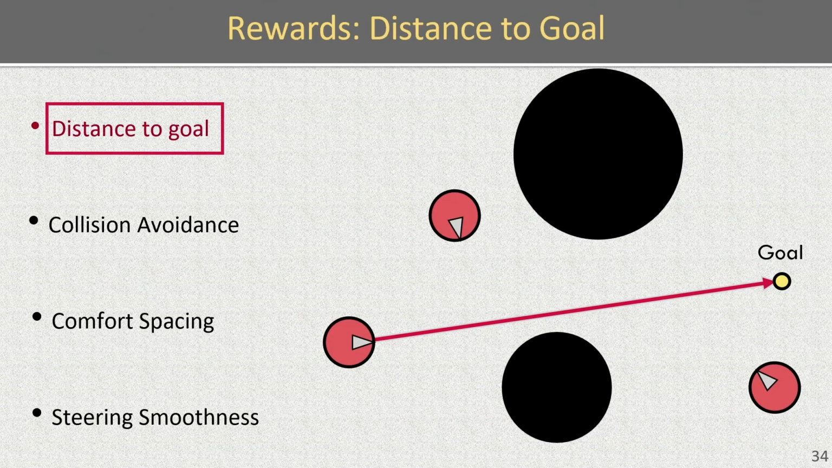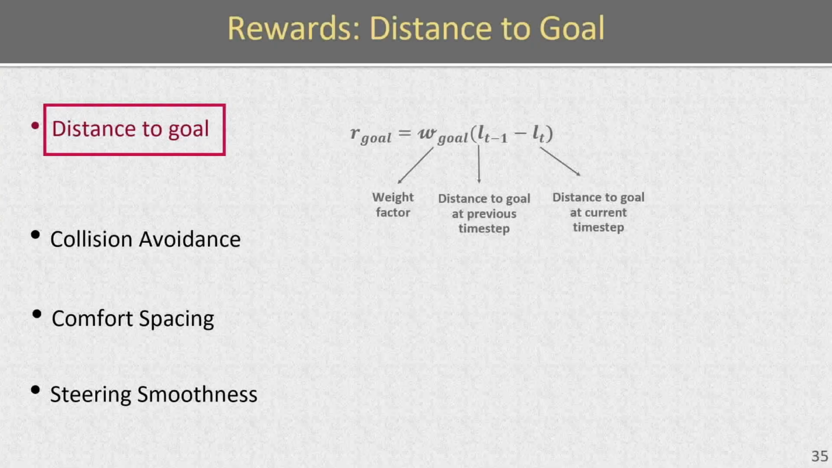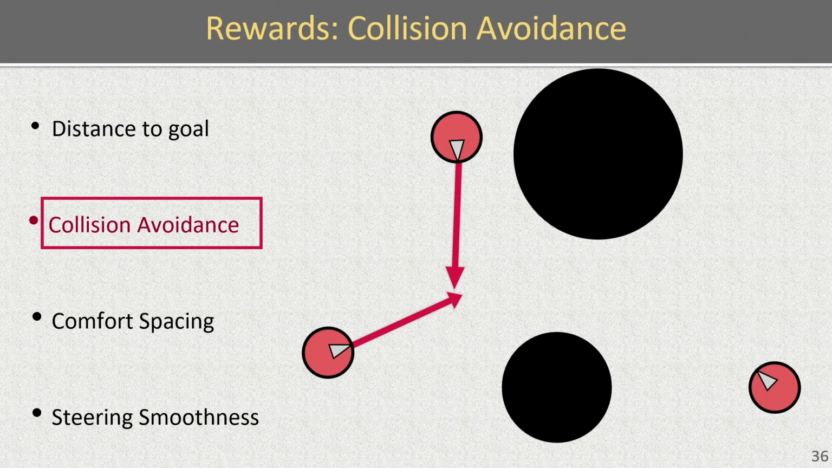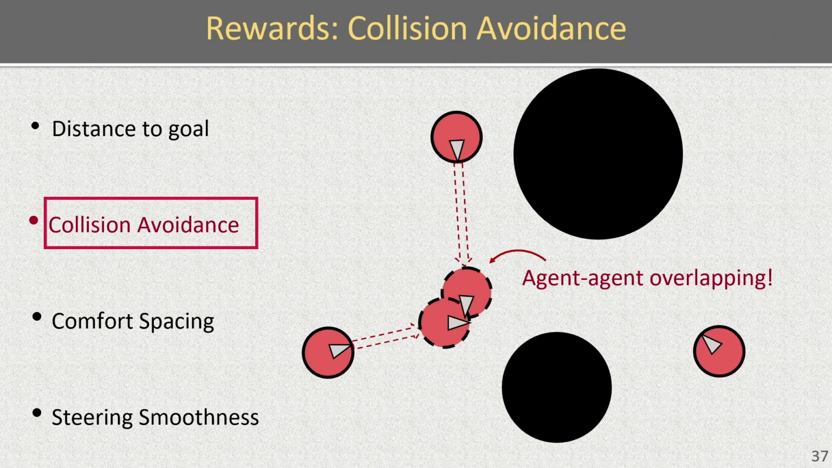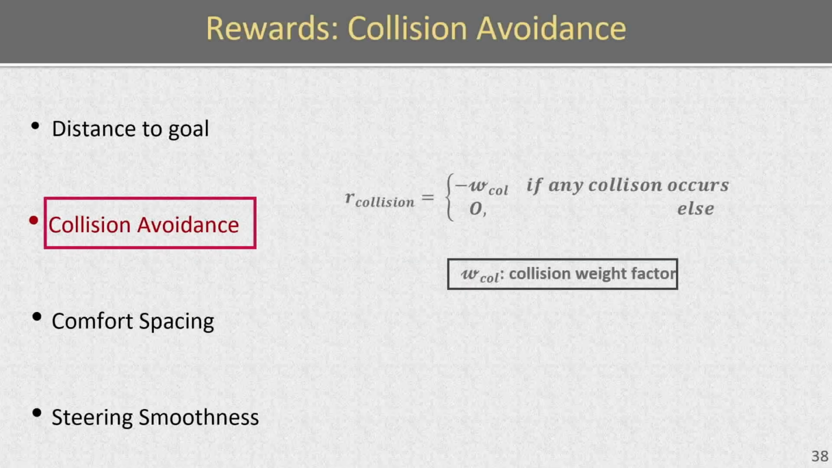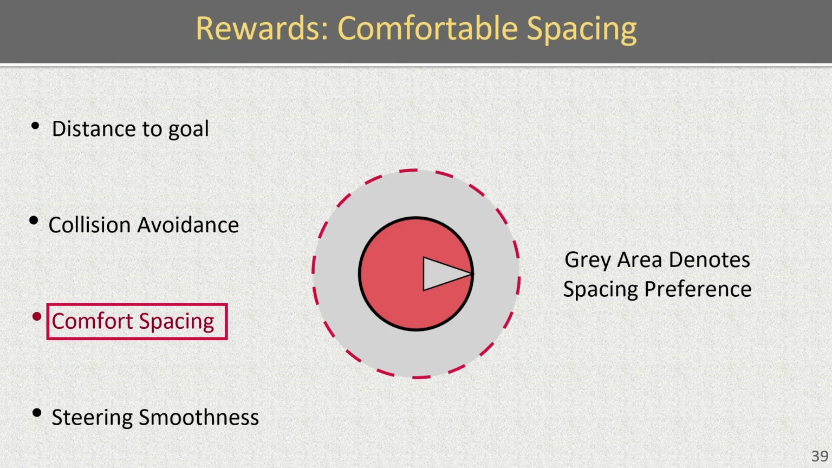To talk about the reward function, we have different reward terms. First one is distance to goal, where we encourage the agents to reach the goal successfully, and in case they do, we offer them a positive reward with the factor of W goal. There could be collisions in the environment, as in the training environment there are multiple agents, and in case of any agent-to-agent or agent-to-obstacle collision, we offer them a negative reward with the factor of W collision.